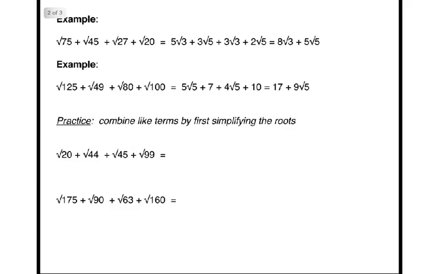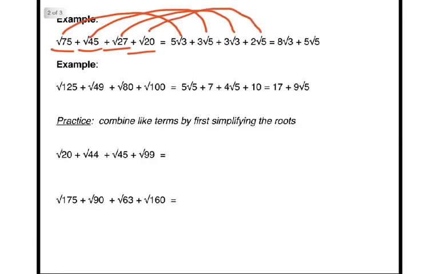Here's another example. Root 75 plus root 45 plus root 27 plus root 20. At first glance, these are not combinable. However, root 75 is actually 5 root 3. And root 45 is actually 3 root 5. And root 27 is actually 3 root 3, and root 20 is actually 2 root 5. Now we do have like terms.